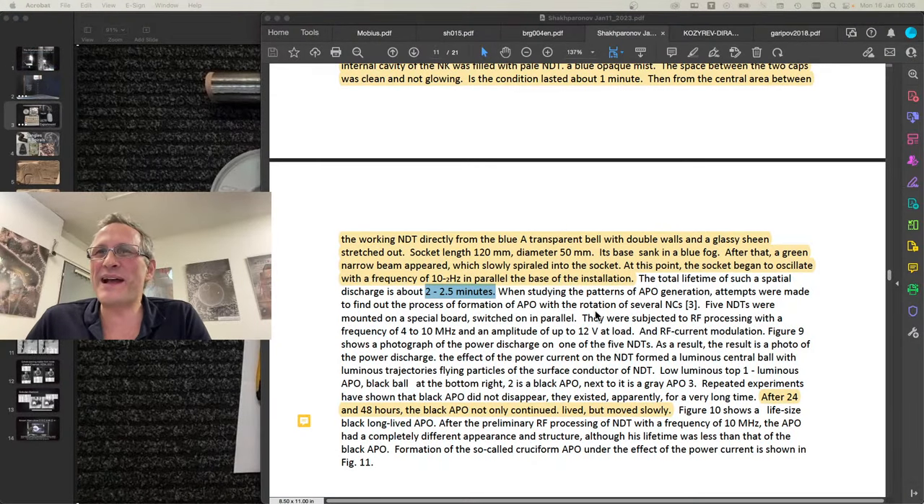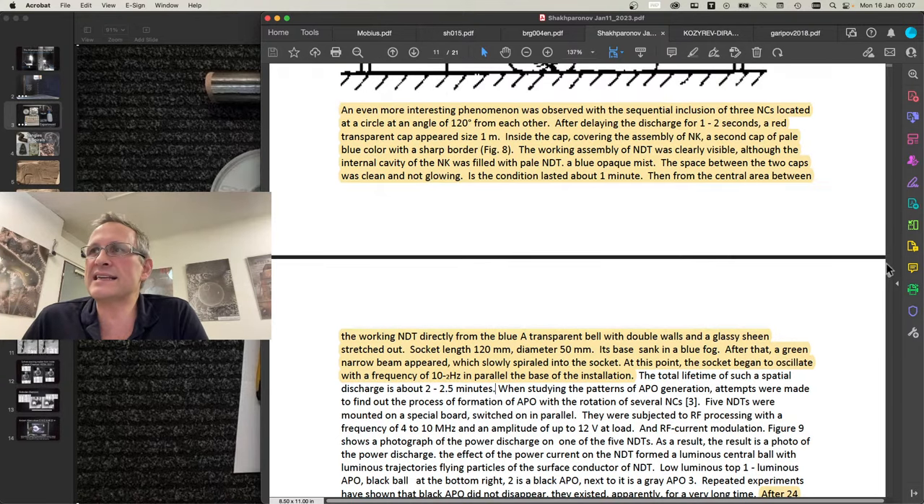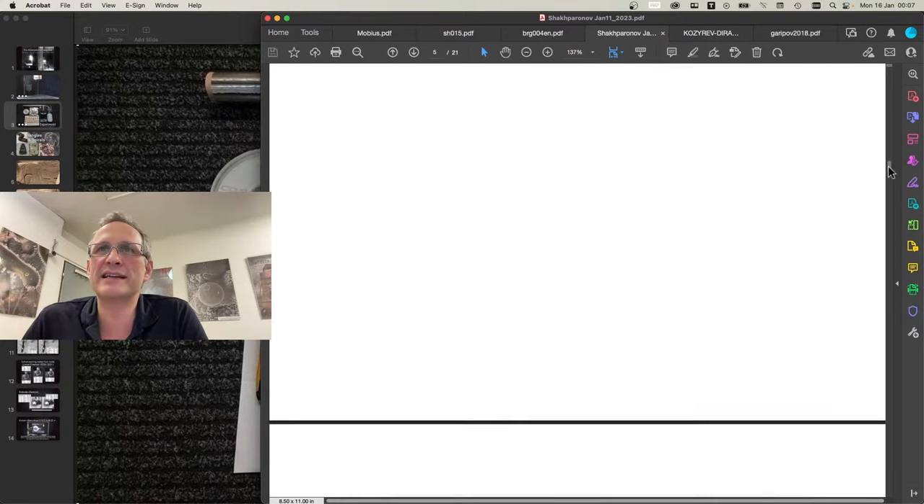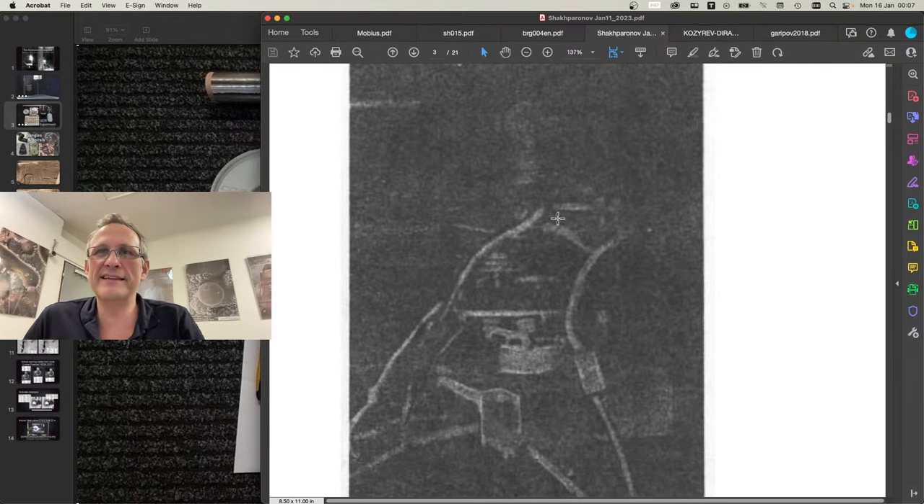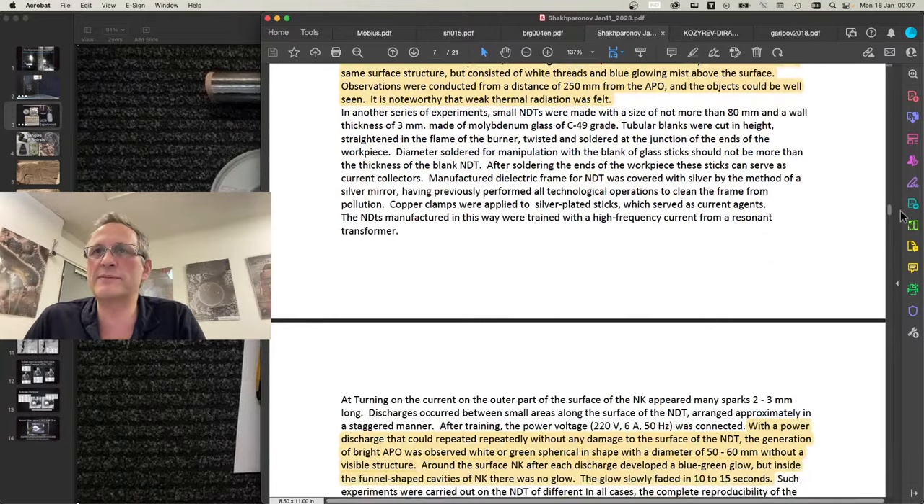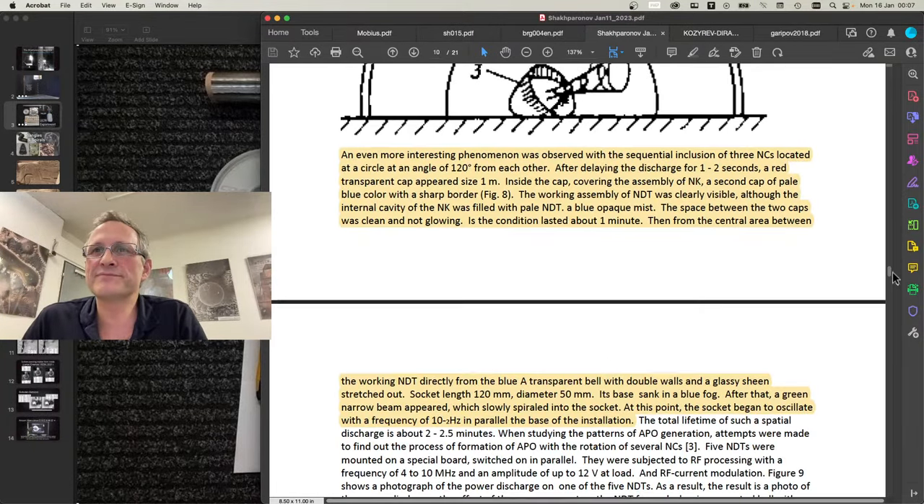When studying the patterns of APO generation, these exotic vacuum object generation, attempts were made to find out the process of formation of the exotic vacuum object with the rotation of several of these devices. So again, I think that this is a rotating device up here, and they were able to feed power to it. This is a rotating device. You just can't see it. So it would be great, but one could imagine a way to do it. Okay.